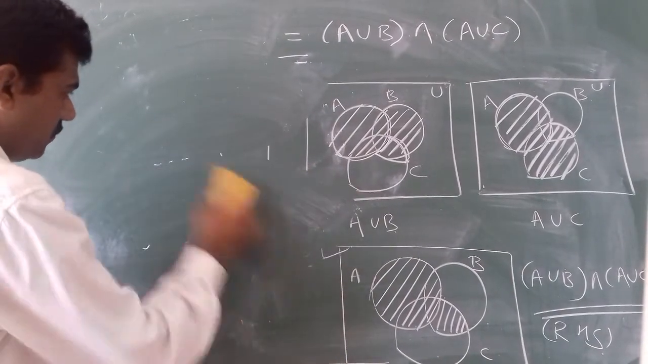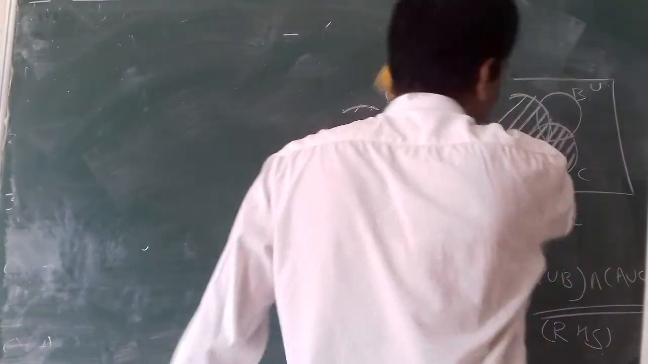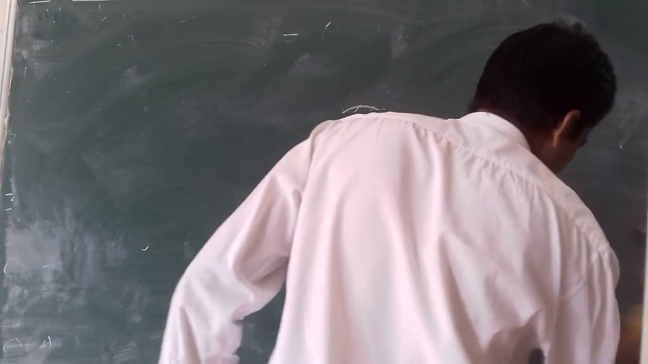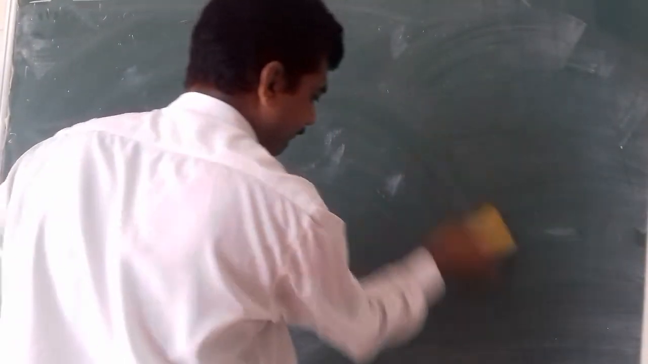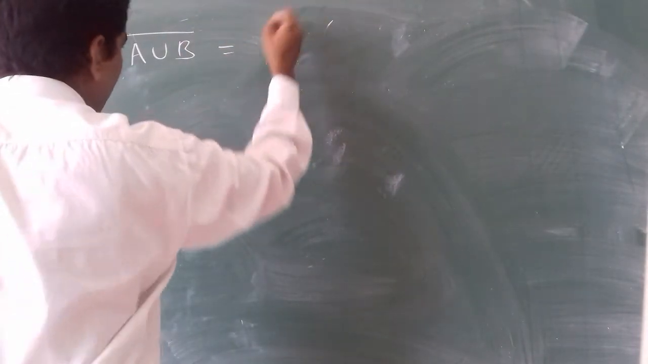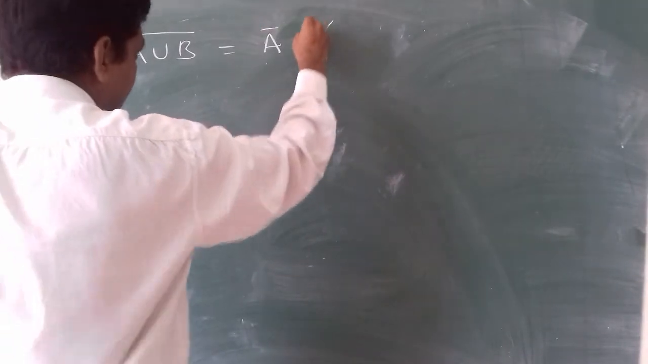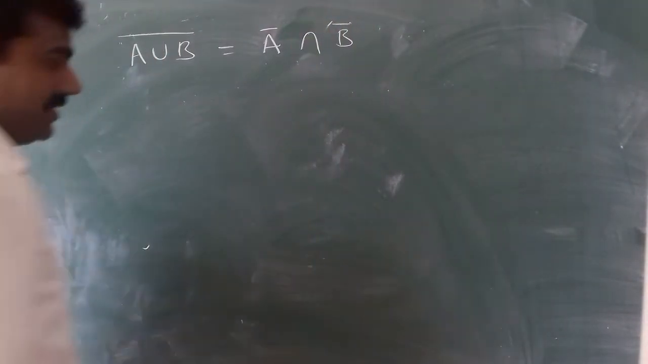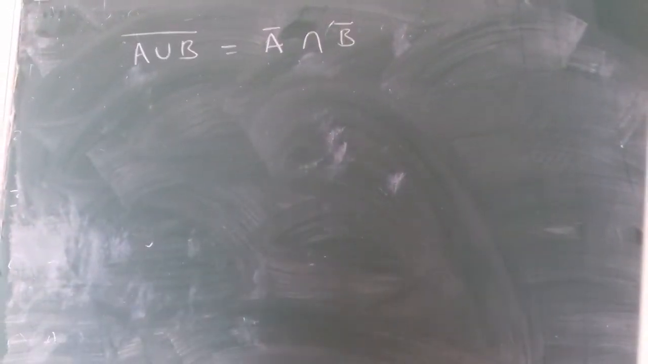Okay. Next, one more Venn diagram you will see, that is of De Morgan's law. So what is De Morgan's law? De Morgan's law is A union B whole complement is equal to A complement intersection B complement. Right? So this is De Morgan's law.